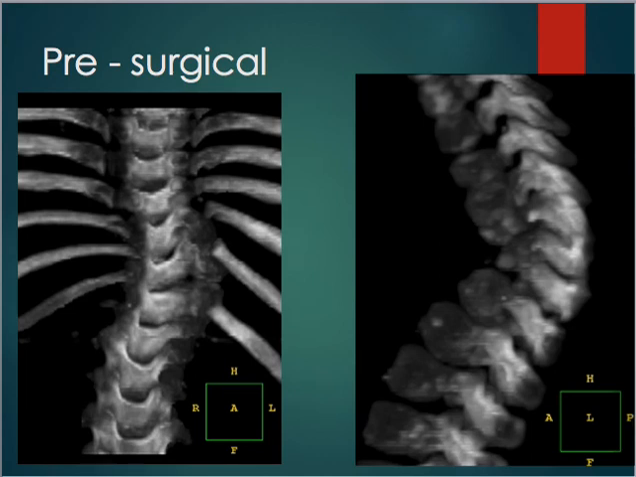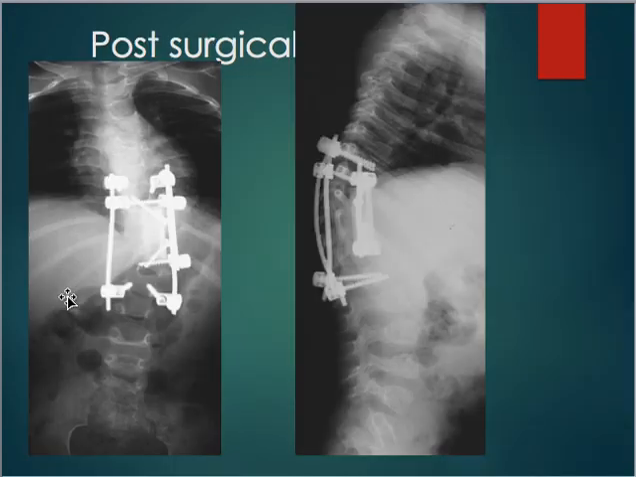So this is a different patient that has scoliosis. You've got your AP or your frontal view and then your side view, and you can kind of see how the twists and turns are. And then these are the x-rays afterwards, post-surgical, once they've put the hardware in to kind of straighten that spine out.